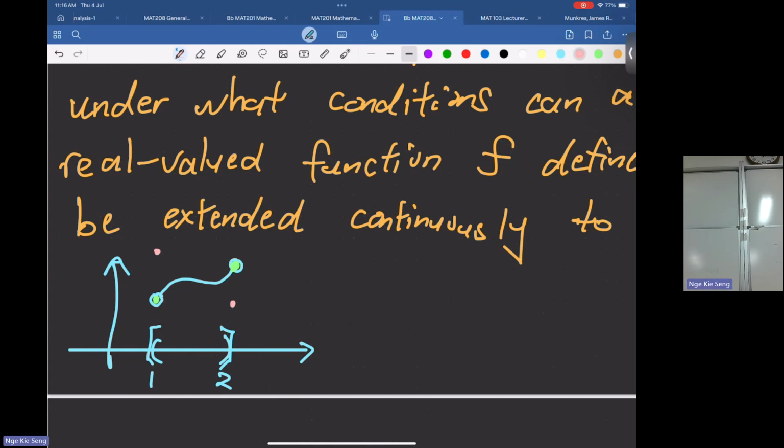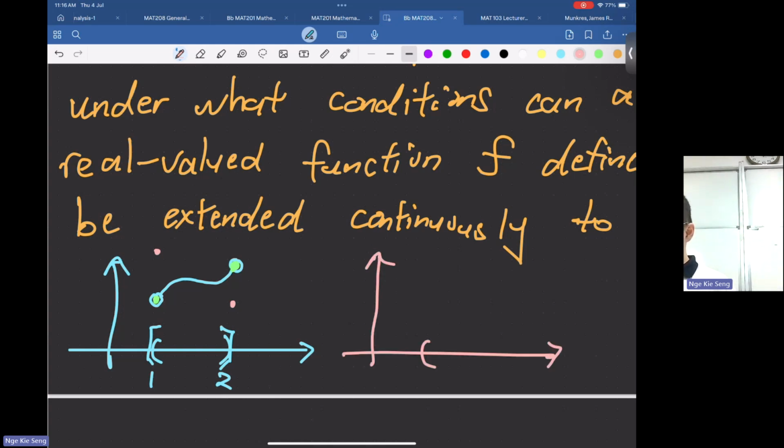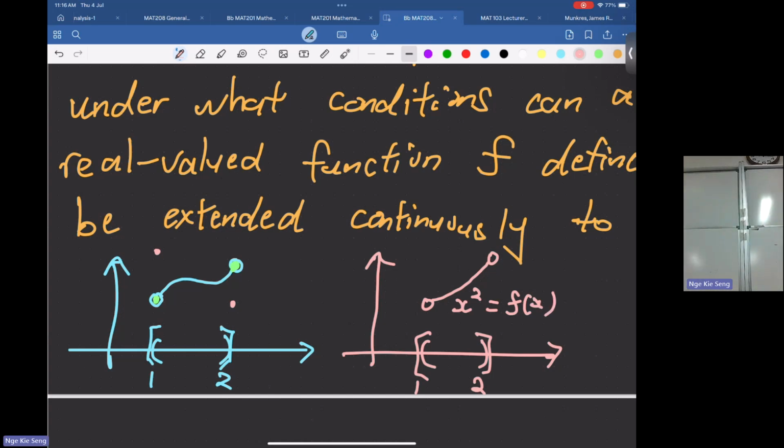Although this is for finitely many points. For infinitely many points, you need to tell me how you fill them. Sometimes there's a nice way to fill them, sometimes there's not. For example, what do I mean by a nice way? Let's say we take f(x) equal to x squared. In this case, if you want to fill these two limit points, what are the two limit points here?